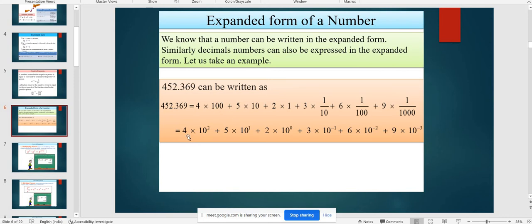So in powers, if you want to write it, it will be 4 into 10 to the power 2, because here there are 2 zeros, plus here 10 to the power 1. Here 10 to the power 0, because we are getting 1. So 10 to the power 0 we can write. 1 by 10 can be written as 10 to the power minus 1. 1 by 100 can be written as 10 to the power minus 2. 1 by 1000 can be written as 10 to the power minus 3. So this is the expanded form, right?